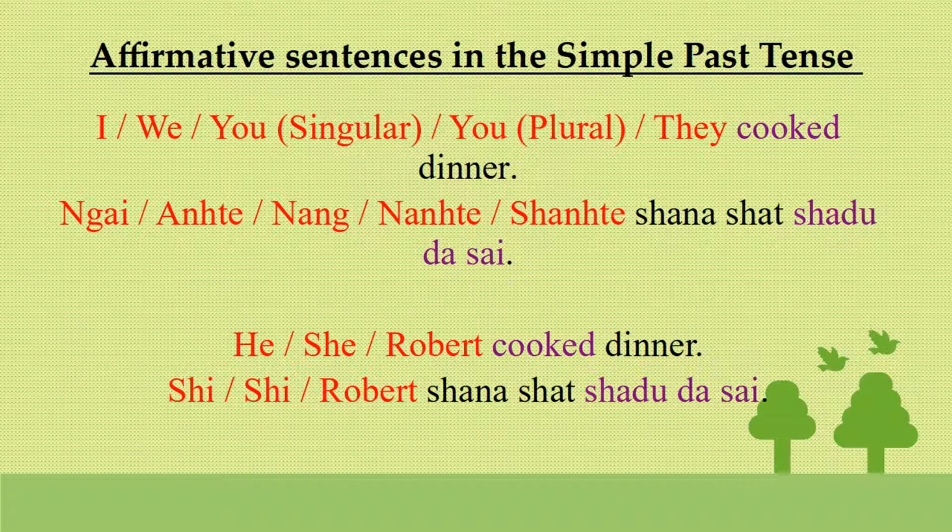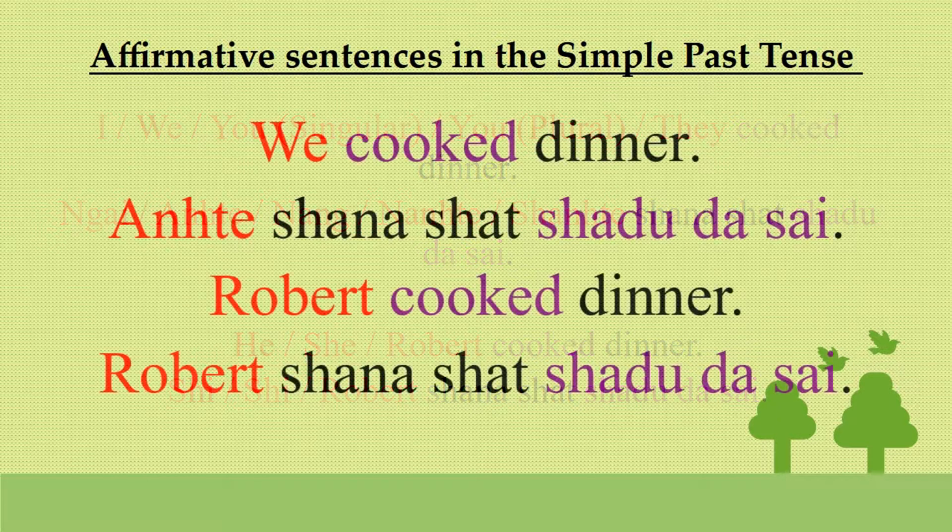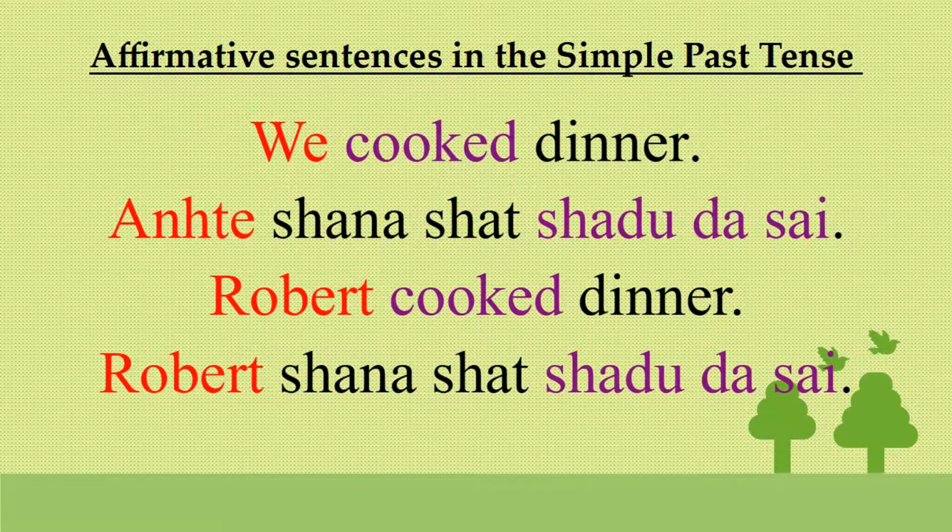You see here the affirmative sentences in the simple past tense. Cooked. For Kachin Jinghpaw, I use shadu da sai. We cooked dinner. In Kachin Jinghpaw, Anhte shana shat shadu da sai. Robert cooked dinner. Robert shana shat shadu da sai.